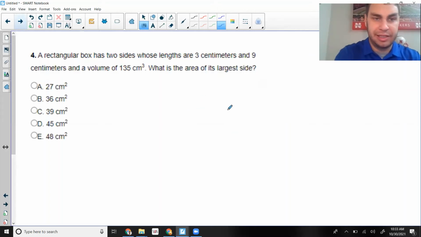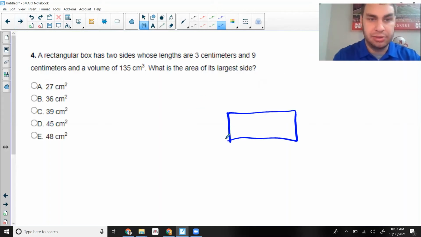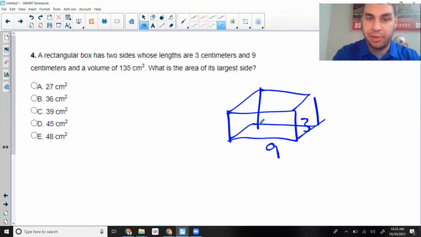Next question, a rectangular box has 2 sides whose lengths are 3 and 9, 3 centimeters and 9 centimeters, and a volume of 135 centimeters. Okay, so if I make this a little bit bigger, like this, and actually make a box type shape, I've never been good at drawing those. What's the area of the largest side?